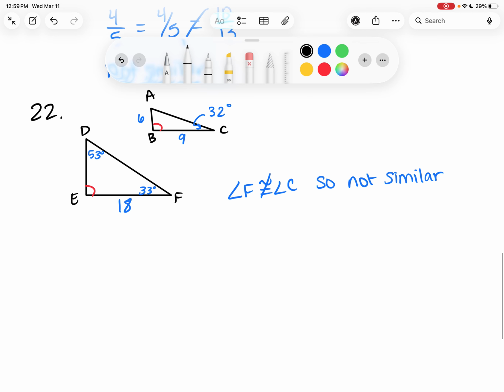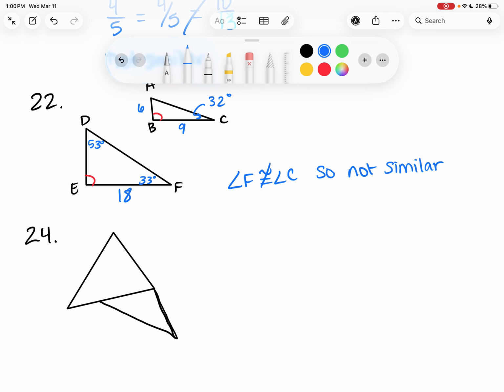24. Did my best with this one. These are connected. And that's supposed to be a right angle. Doesn't really look like it, but we're going to pretend that it is.